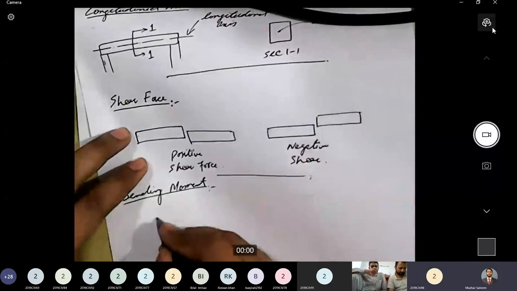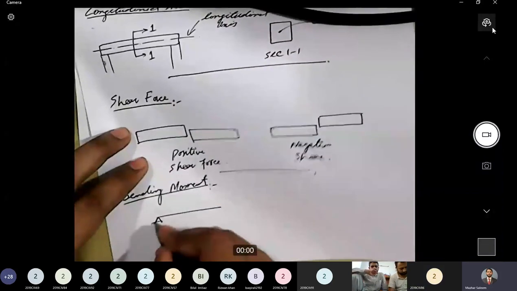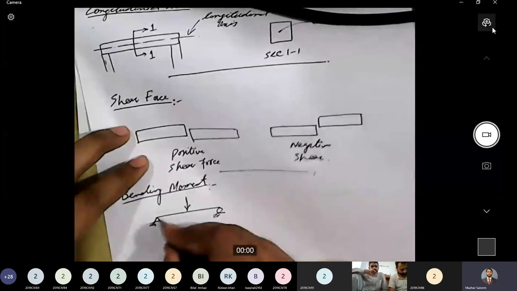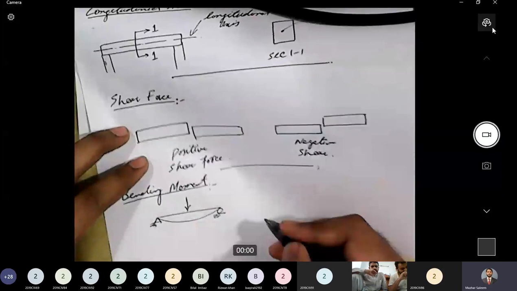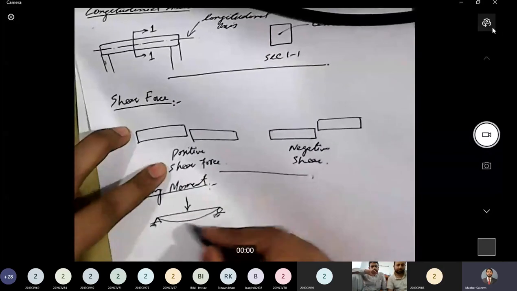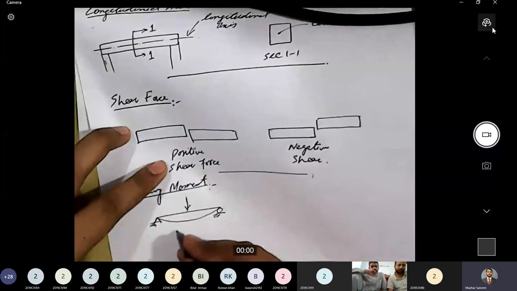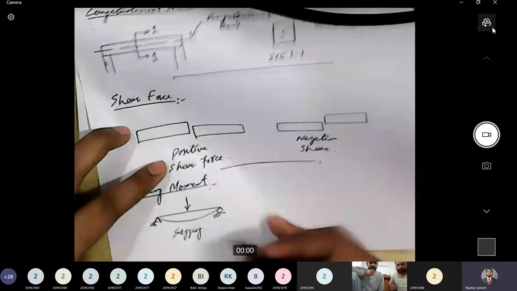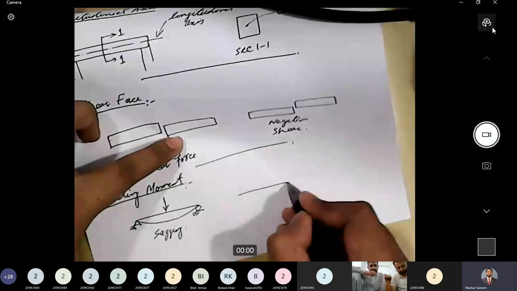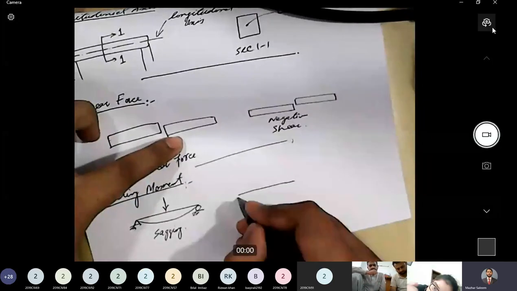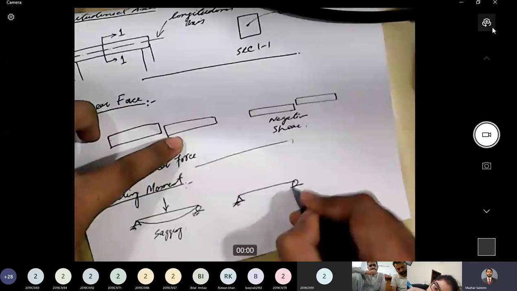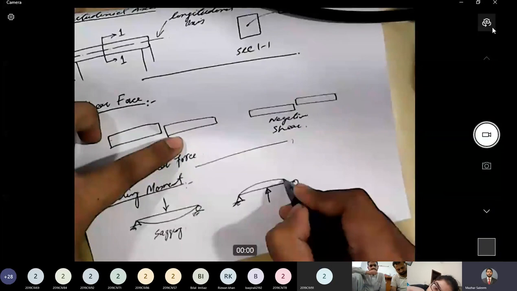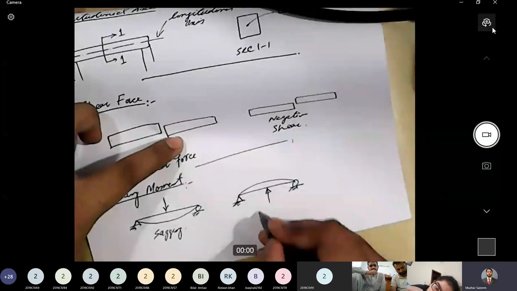For example, if I have a beam like this and I apply a force in the downward direction, this will cause the beam to bend like this. And if the beam bends like this, it is called sagging. This type of bending is termed as sagging, and then there is the other type. If I have a similar beam, but let's say I apply load in the upward direction, this beam will bend like this, and this is termed as hogging.